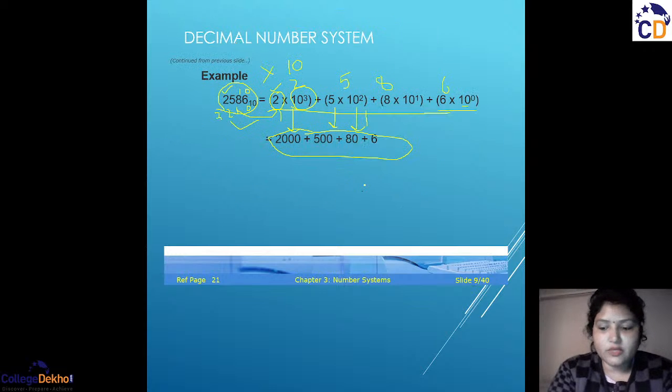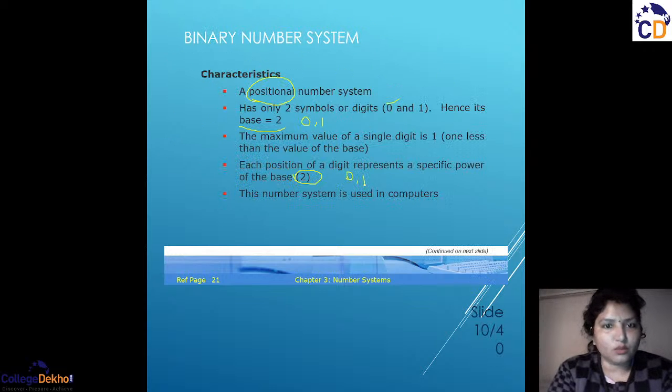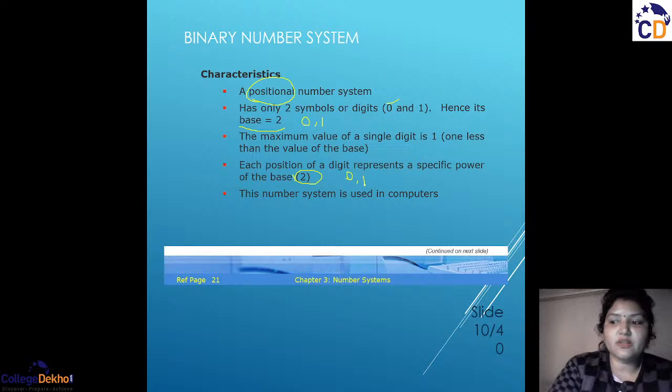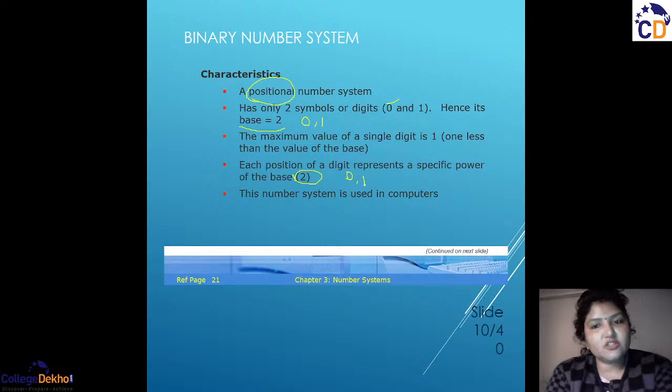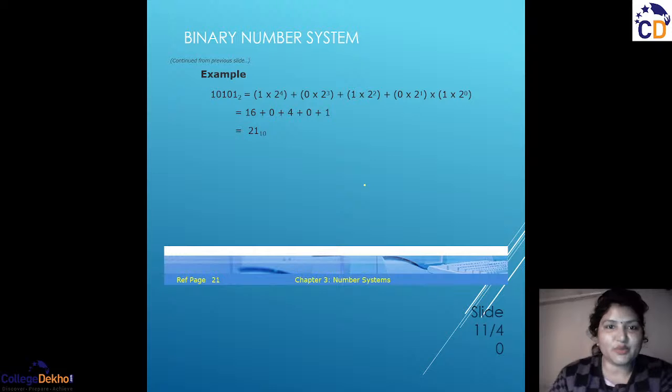Here the base would be 2. Why? Because the symbols or digits range only over 0 or 1. Then each position of a digit represents a specific power of 2. The same procedure and the same formula is applied. Yes, this number system is used in computers also.